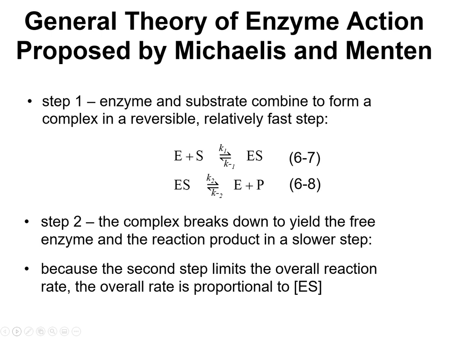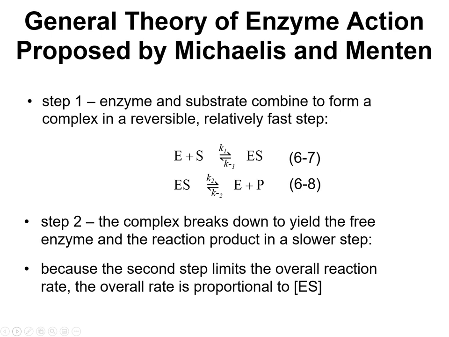In the first step, you have the enzyme and substrate coming together, and they form a complex, and this formation is reversible, and it's pretty fast. You'll see our rate constants, K1 and K minus 1. The minus means just the reverse reaction. So if we're forming ES for K1, then K minus 1 means the ES complex falling apart.